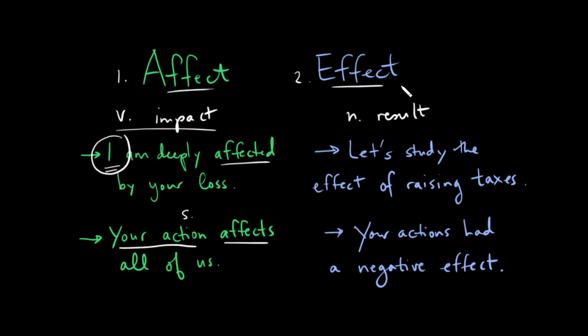In the case of effect, we are looking for a noun. So we might say, let's study the effect, and notice that we have this article here, and that's usually a good clue that we're dealing with a noun, right? Let's study the effect of raising taxes, or your actions had, there's another article, a negative effect. And now you can see that here there is a verb, your actions had, there's our verb, and effect then is the direct object, so it has to be a noun. And that's why I would really suggest that you don't just say, well, what does it mean? But look for the particular part of speech if you're confused.